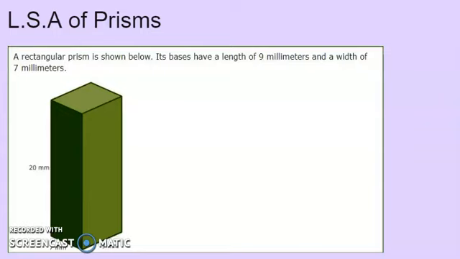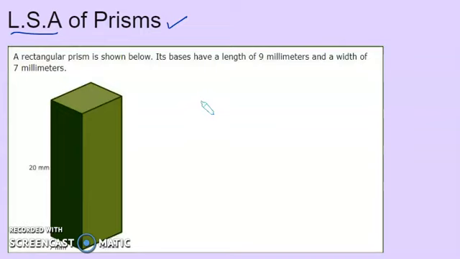So in this video we are going to discuss how to find the lateral surface area of a prism. As you can see, we have a rectangular prism. The question is: a rectangular prism is shown below. Its bases have a length of 9 millimeters and a width of 7 millimeters, and its height is 20 millimeters. Then we have to find its lateral surface area.